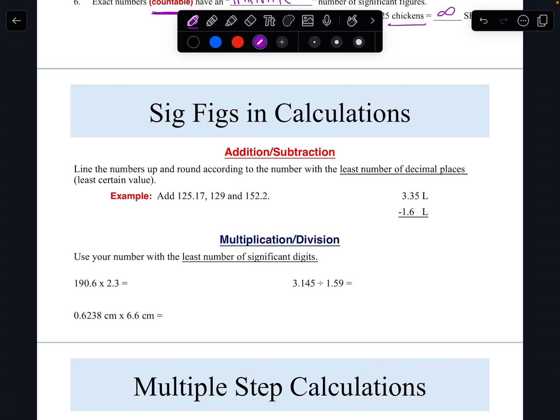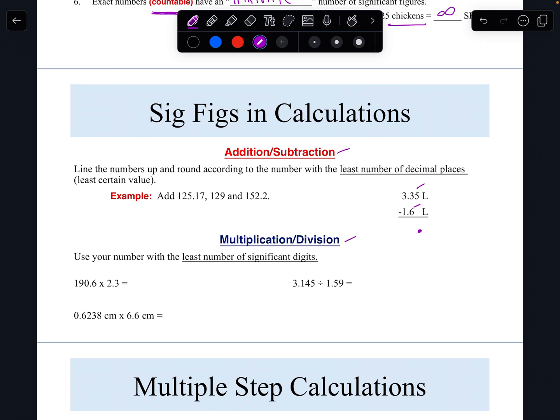Sig figs in calculations. So when we do sig figs in calculations, we line up the numbers, okay? Now there's different rules though for addition and subtraction versus multiplication and division. So we line up the numbers and round according to the number with the least number of decimal places, only when we're adding and subtracting. So for example, 3.35 has 2 decimal places, 1.6 has 1 decimal place. So when we do the math, our answer will only have 1 decimal place.